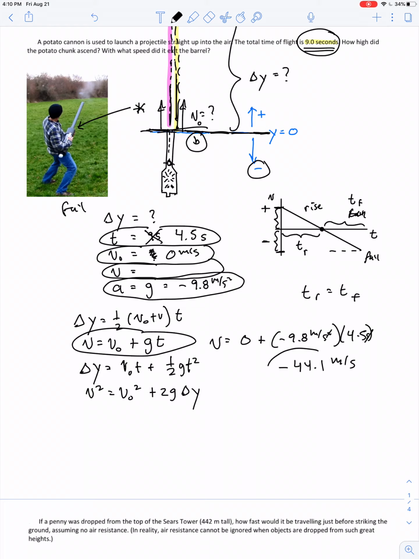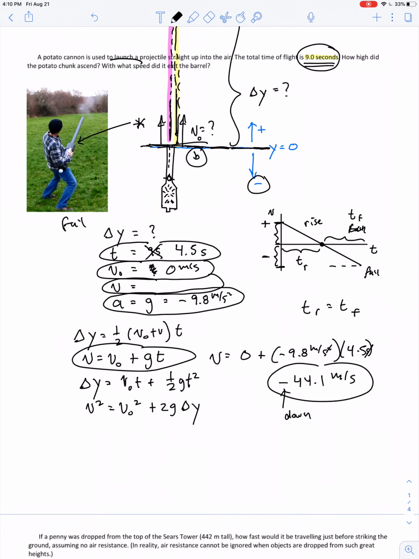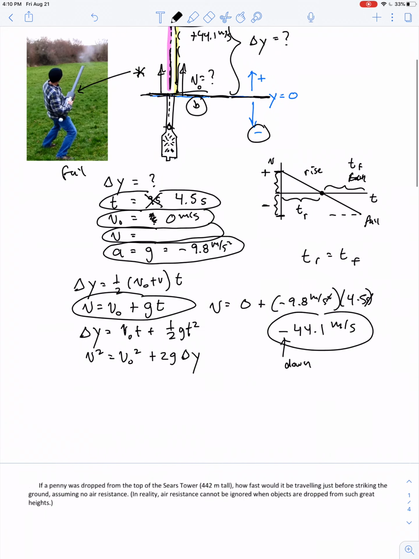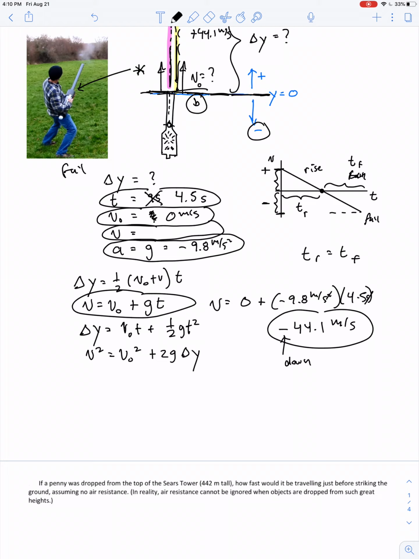Now, what's it mean that our answer comes out to be negative? It just means that the final velocity points downward, according to our frame of reference. And of course it does. But the answer to the question of what speed did it exit the barrel, we'd probably just answer that as positive 44.1 meters per second. Okay, so now that we've got the final velocity of negative 44.1 meters per second, all we have to solve for now is how high.